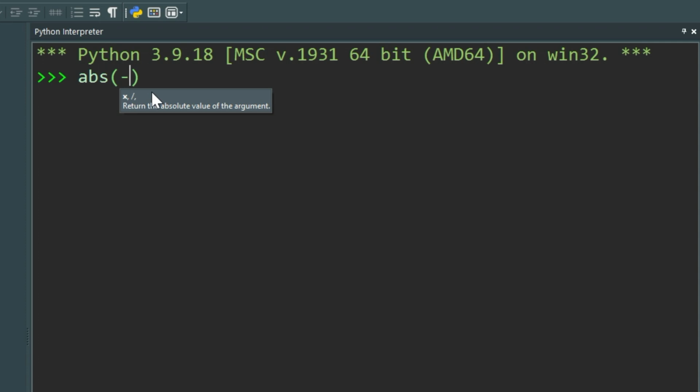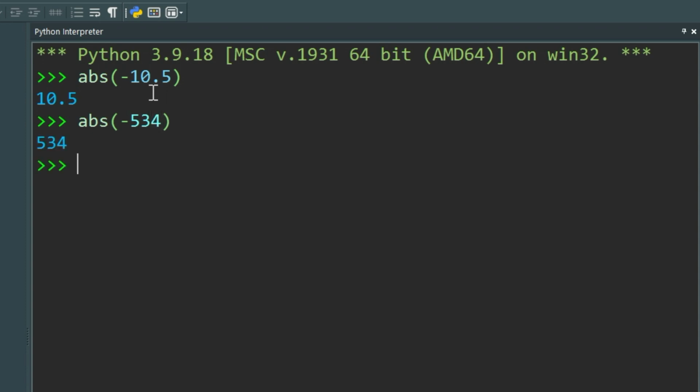So if I put in minus 10.5 and hit enter, we get 10.5. I could put in minus 534, hit enter, and we can see we get positive 534. So we use a float first and then we use an integer. And if we supply in a positive number, we also get returned the positive value. So absolute is always going to return a positive value.